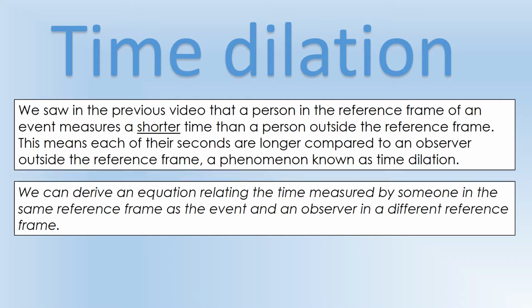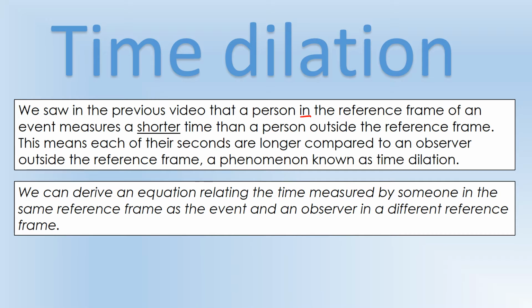Because what we saw in the previous video is that a person in the reference frame of an event, and the event we looked at was somebody shining a torch up at a mirror and it bouncing back down again, measures a shorter time that the light takes to travel up and come back than a person outside the reference frame. So we had a person who was standing on a platform.